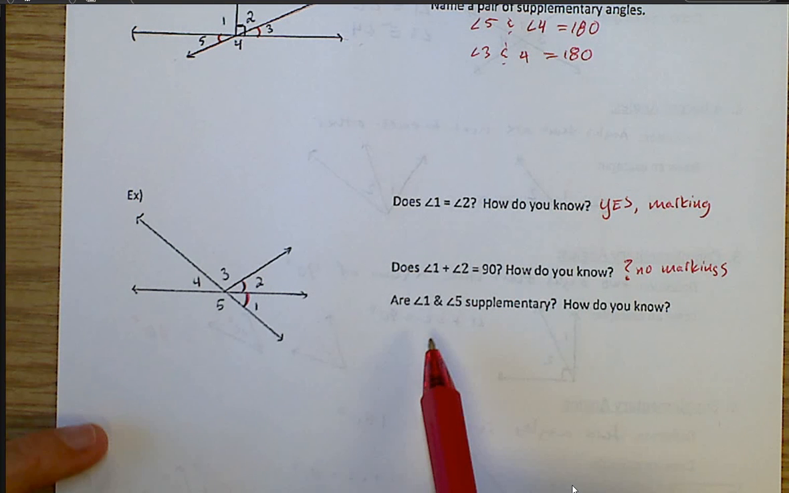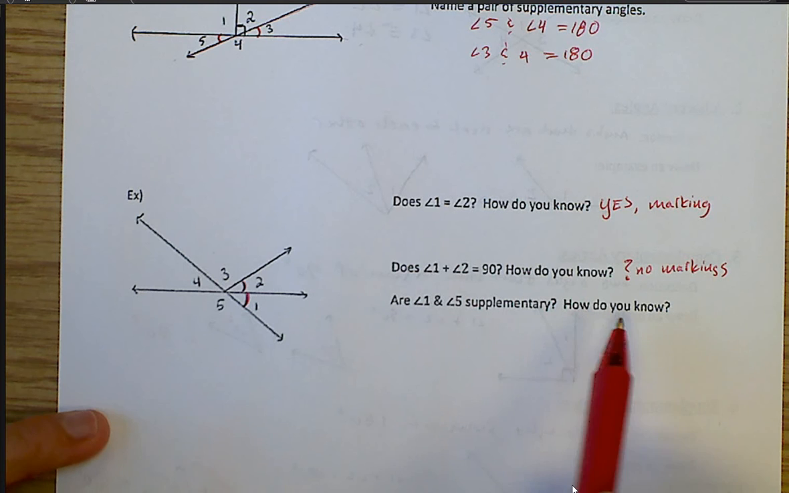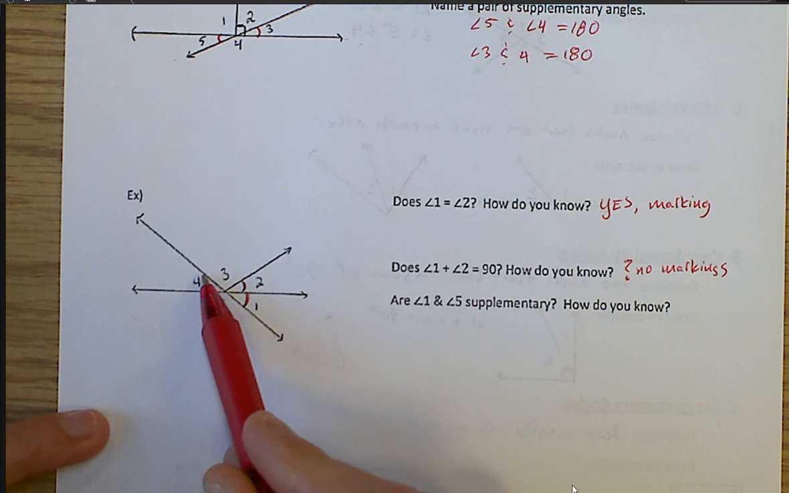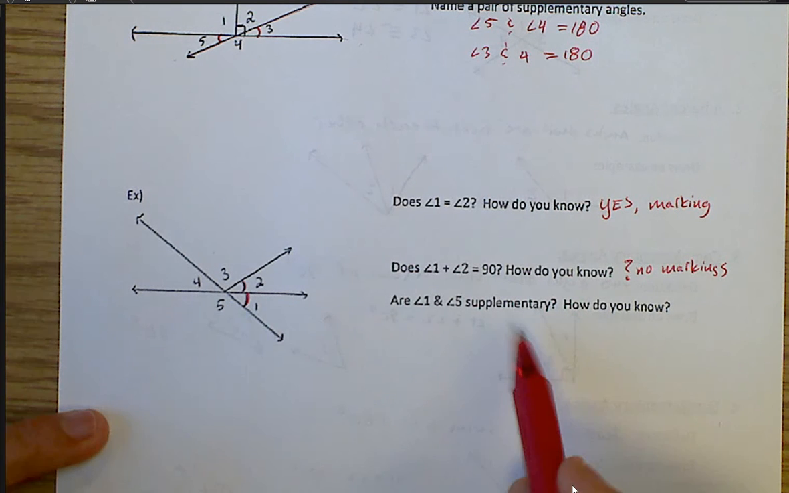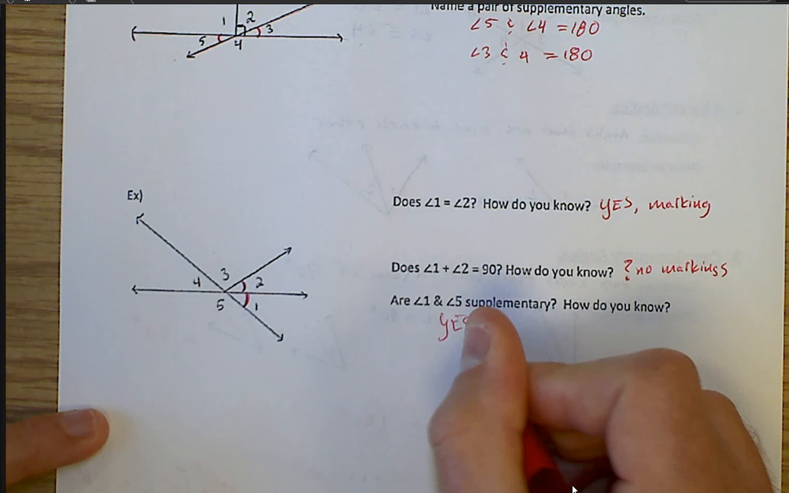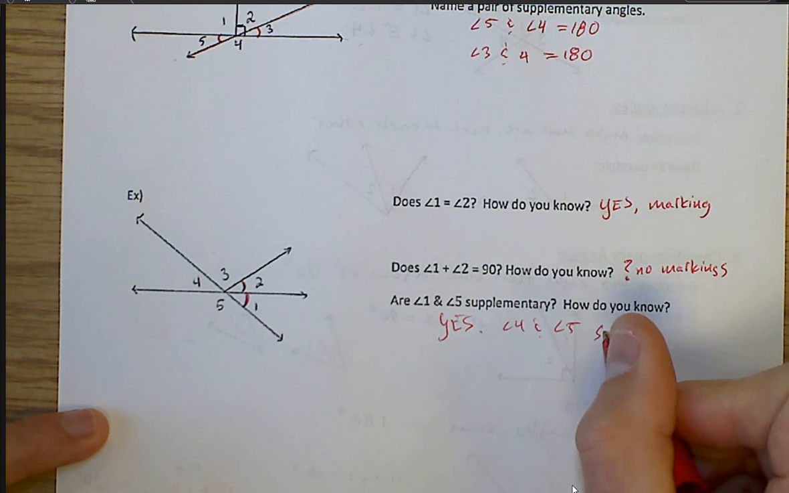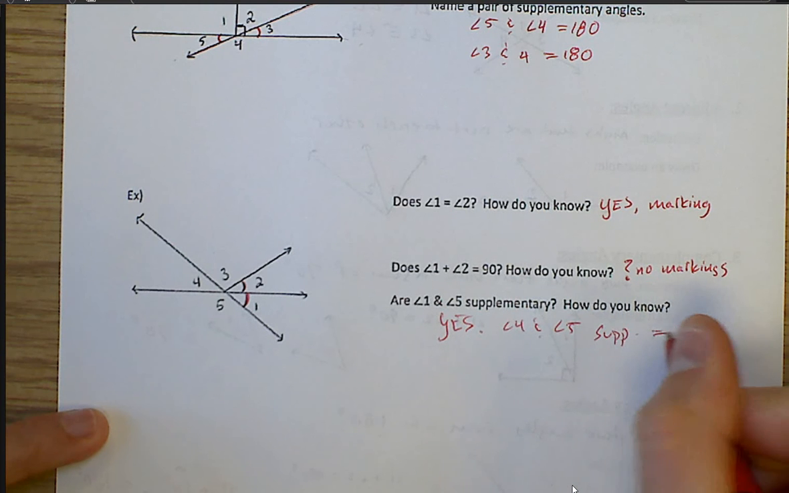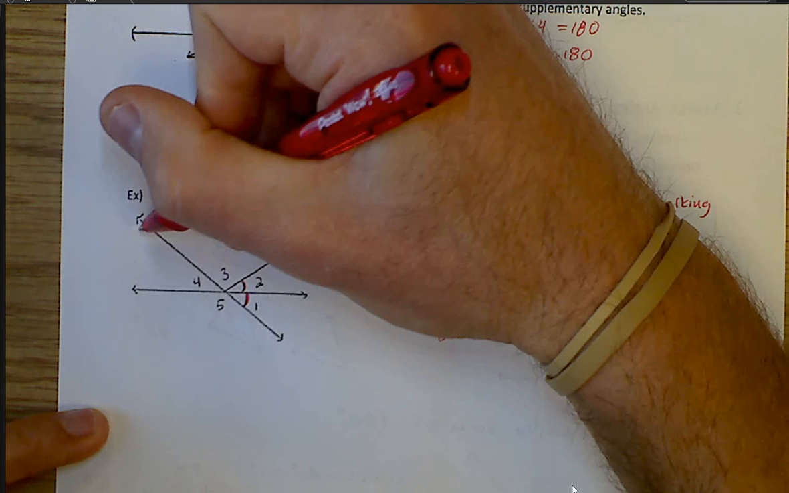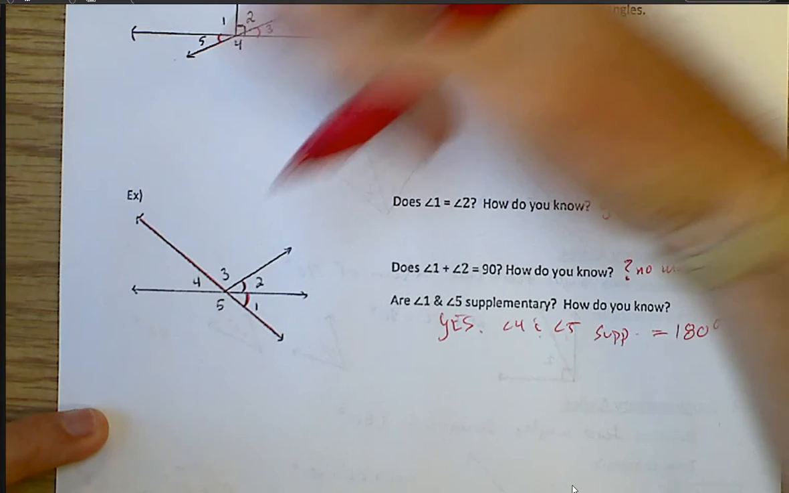Last one, are 1 and 5 supplementary? How do you know? Here's 4, here's 5. If I add those together, do they make 180 is what this question's asking. The answer is yes. Okay? Angle 4 and angle 5 are supplementary. They're going to equal 180 because they are on a straight line. That straight line is right there. Okay, and there's 5 and there's 4.